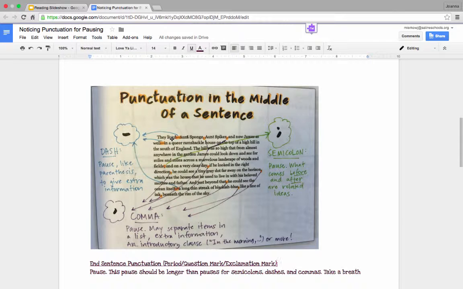So they lived, Aunt Sponge, Aunt Spiker, and now James as well, in a queer ramshackle house on the top of a high hill in the south of England. I wish this diagram showed you that at the end of the sentence, I'm also going to pause. That's why you're going to add this into your notes.